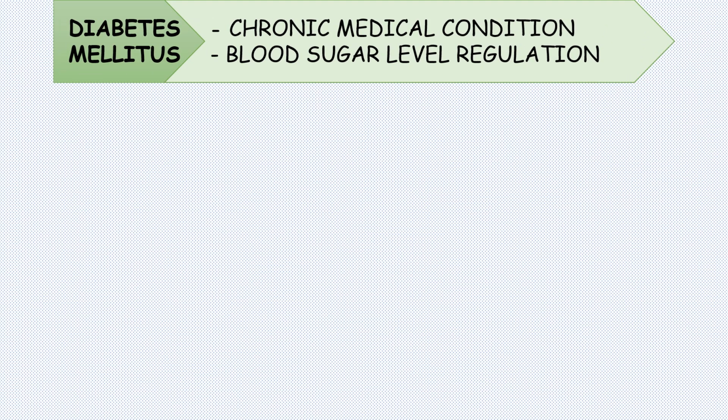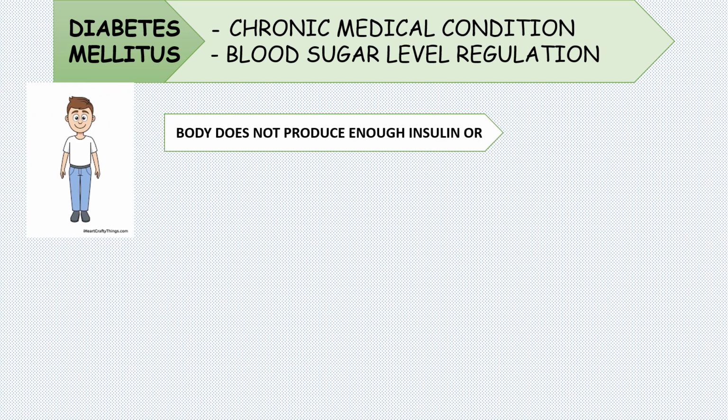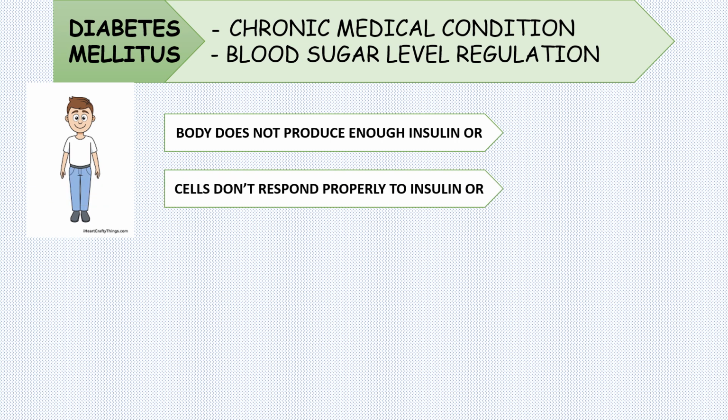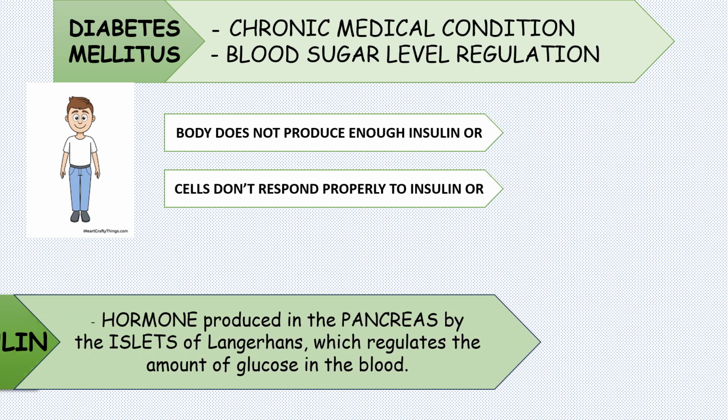Okay, now moving on to the definition of terms. So diabetes mellitus is defined as chronic medical condition. So when we say chronic, this is an illness persisting for a long time or constantly recurring. Now it is a medical condition wherein our body has problem regulating our blood sugar level. Now this occurs because the body may not produce insulin, or the body does not produce enough insulin, or the cells don't respond properly to insulin, or it could be both. The body does not produce enough insulin and the cells don't respond properly to insulin.